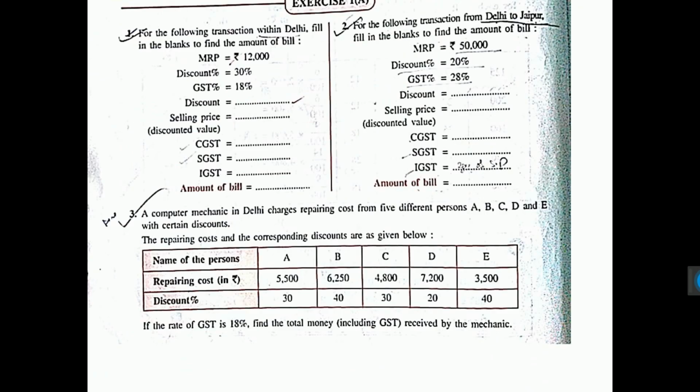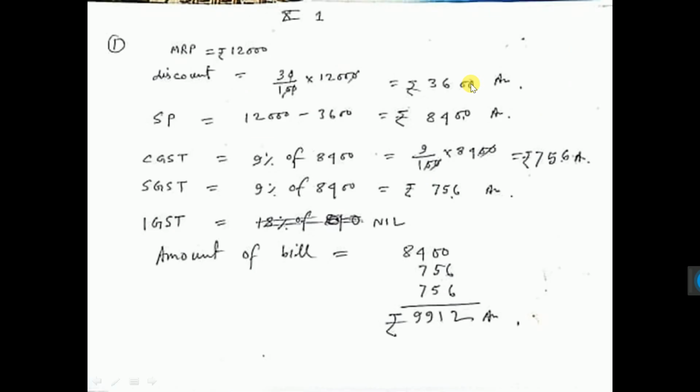Okay, then see number 2. For the transaction from Delhi to Jaipur, that means here it is a different state. So here we have to calculate IGST. In this situation CGST and SGST will be nil. CGST, we cross it, we will not do it, it will be nil. SGST also will be crossed, we will not do this. Here MRP 50,000, discount 20%, GST 28%. So let us do it now.